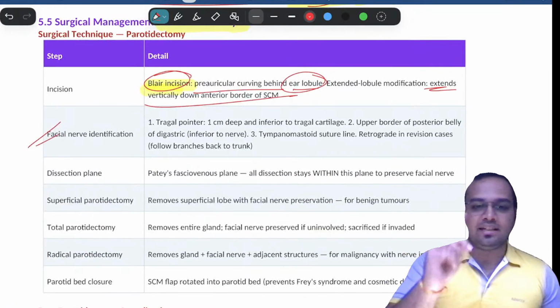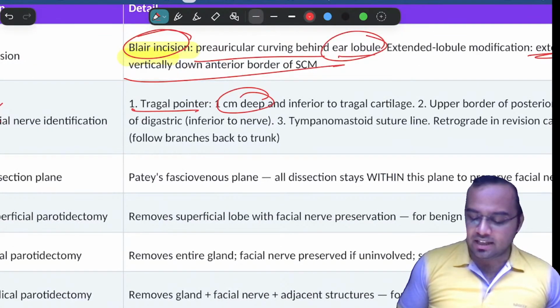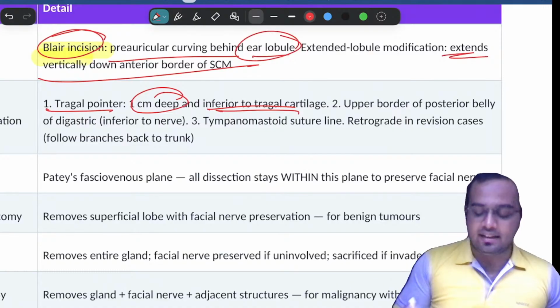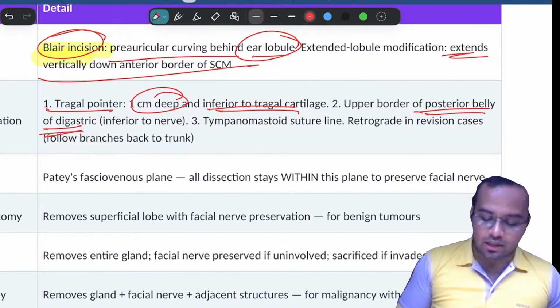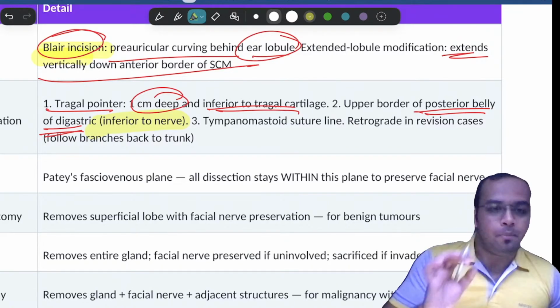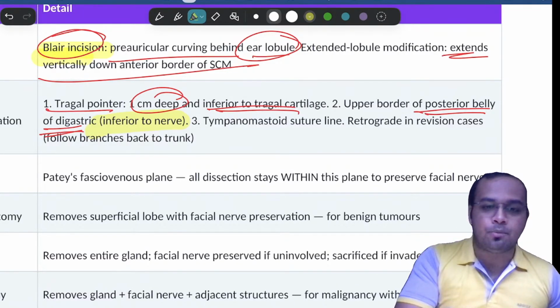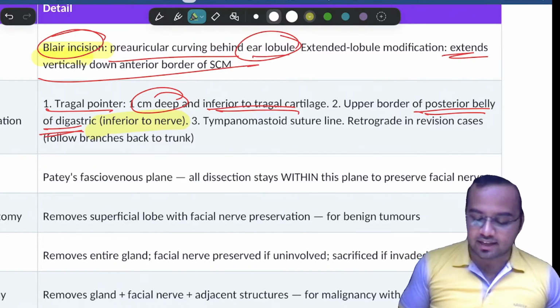Facial nerve identification, yesterday हमने उसका बात किया. So first most important thing is the tragal pointer. It is 1 centimeter deep and inferior to the tragal cartilage. Another thing is an upper border of posterior belly of digastric. It lies inferior to the nerve. It is the most consistent and easily used, most commonly used thing is posterior belly of digastric. Tragal pointer अगर पूछोगे तो it is the most specific. But usually हम लोग क्या देखते हैं, posterior belly of digastric देखते हैं.